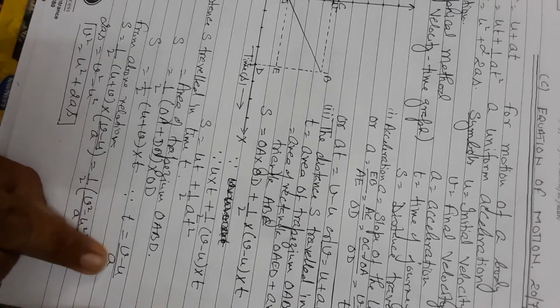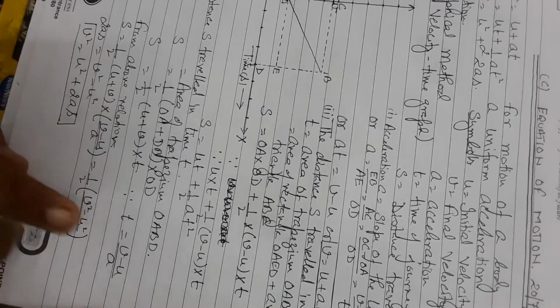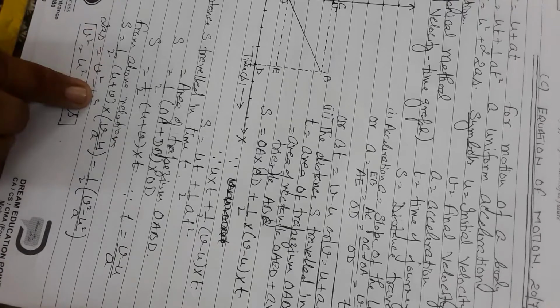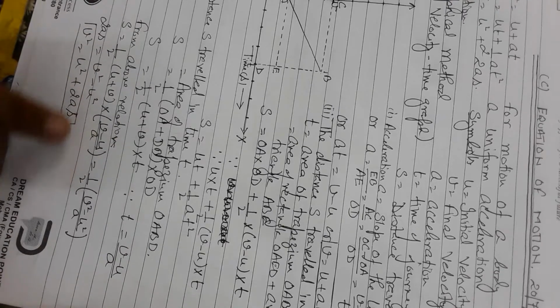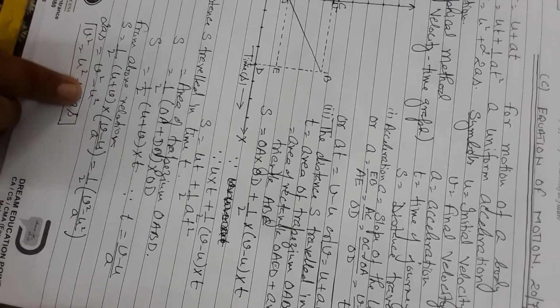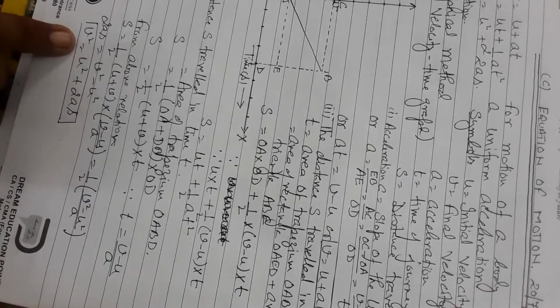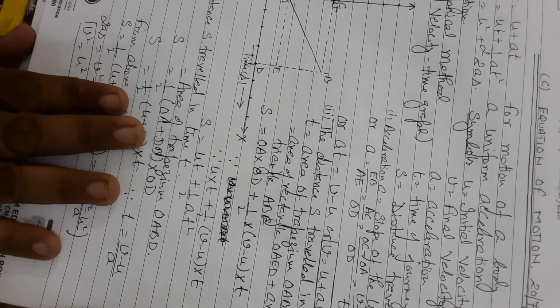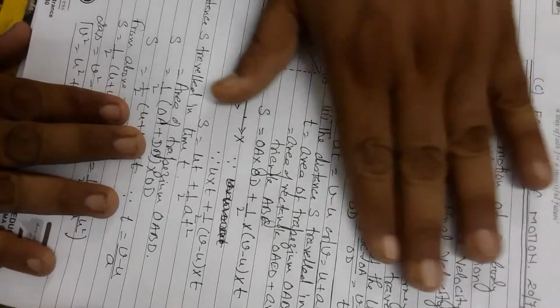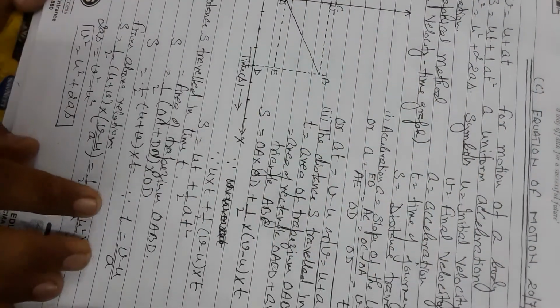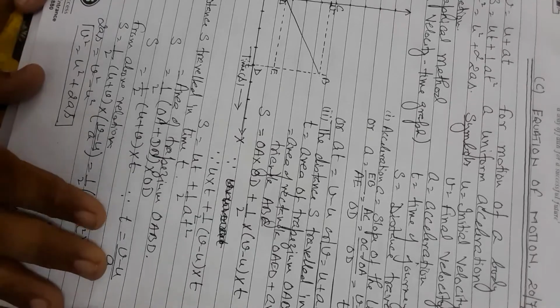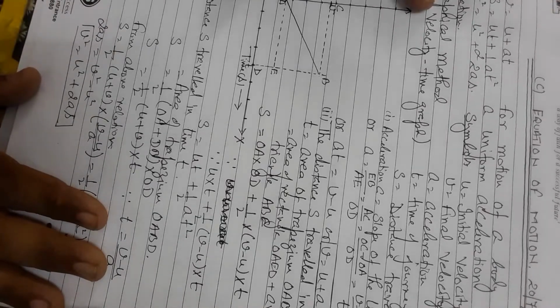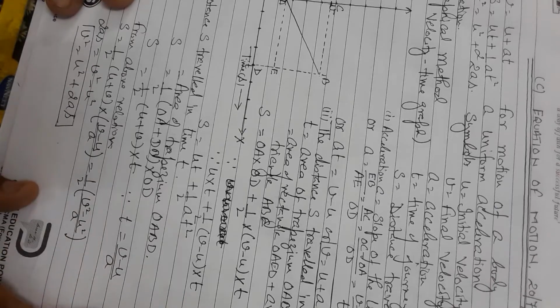T is equal to V minus U upon A from the upper part. From the above, half of (U plus V) into (V minus U) upon A gives 2AS is equal to V square minus U square, or V square is equal to U square plus 2AS. This is the equation of motion. All three equations of motion can be derived this way. Another way is also given, but this is a simple way. By using one graph only, we can derive all three equations.